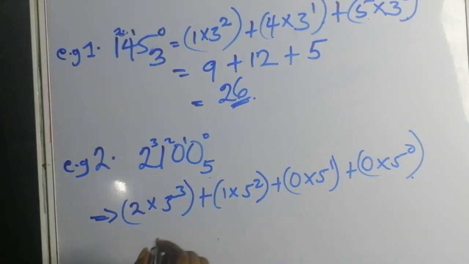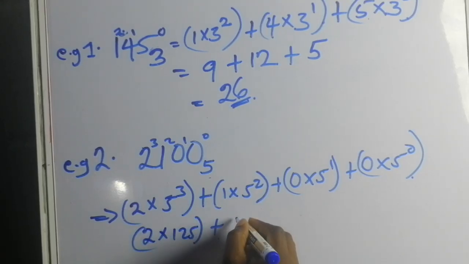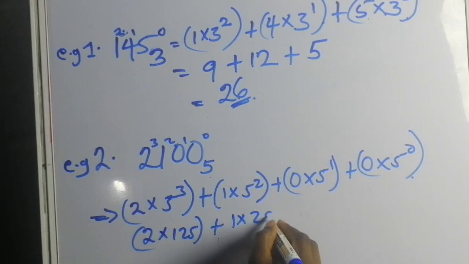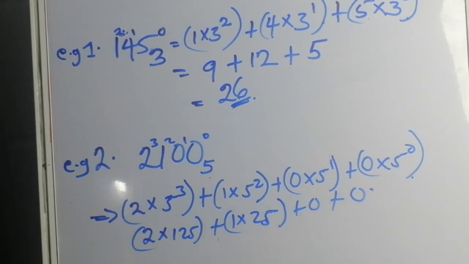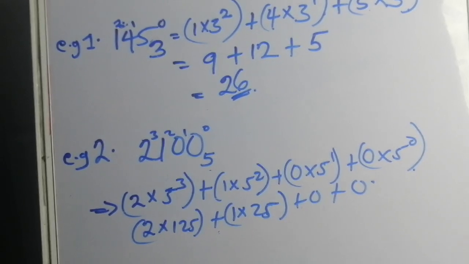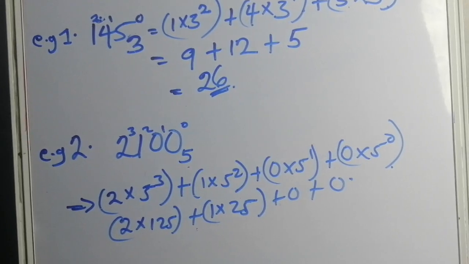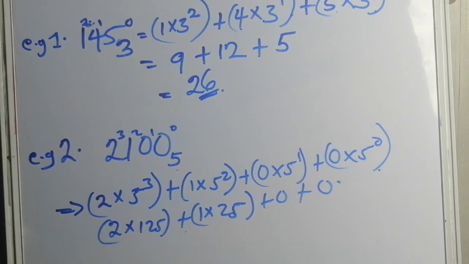This is very simple. So 5 times 5, 25. 25 times 5, if I'm not mistaken, that's 125. So this one is saying 2 times 125, plus 1 times 5 squared, that's 25. This one is 0 plus 0. 0 times anything is 0. You see that that is very, very straightforward. All we need to do is just to add them.